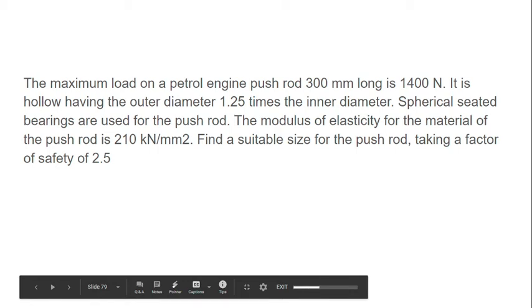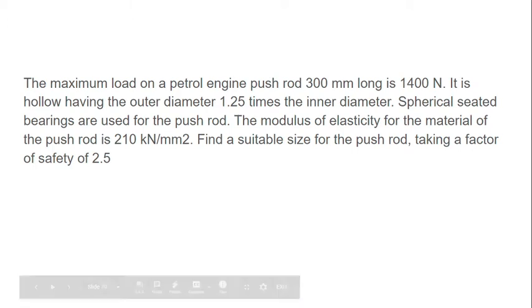Today we are going to discuss the numerical sum from the automotive engine component design, from the first unit. The numerical sum given is: the maximum load on a petrol engine push rod, 300 long, is 1400 Newton. The load acting on the push rod is 1400 Newton, and the push rod has a length of 300. It is hollow, having an outer diameter of 1.25 times the inner diameter.